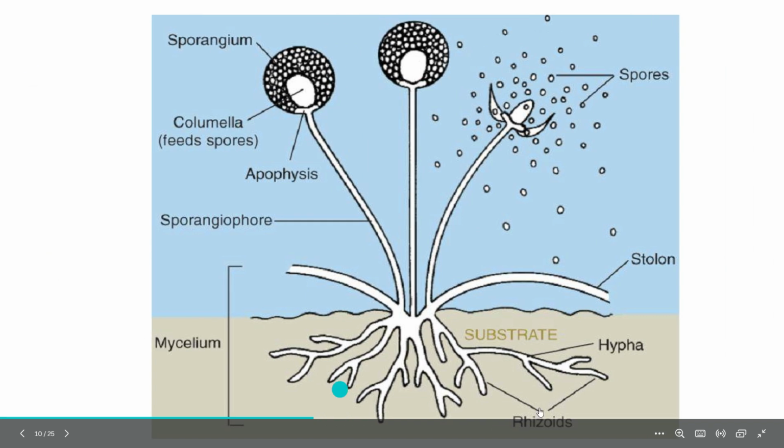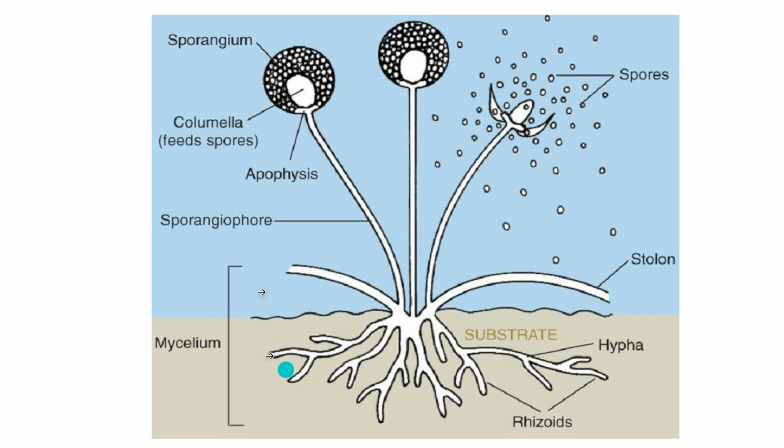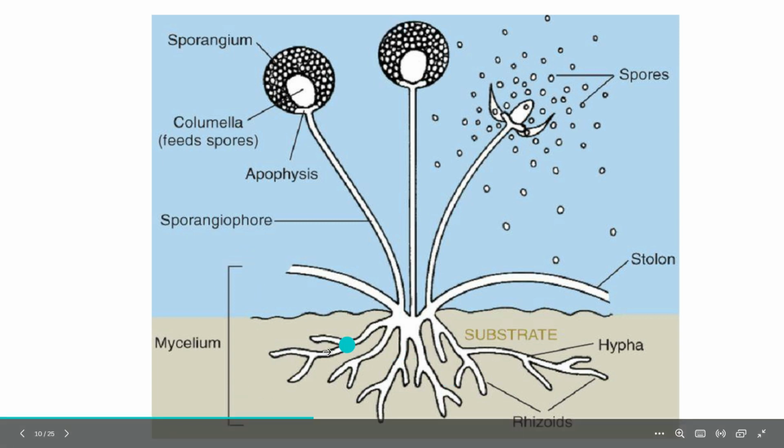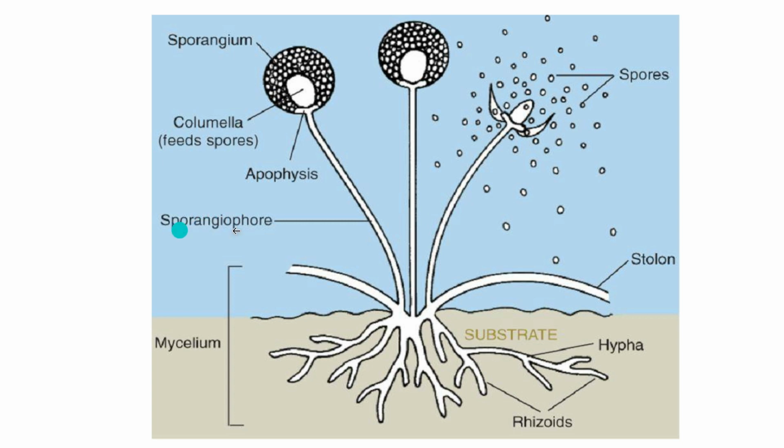If you take this fungus as an example, here you can see the mycelial structure, which is similar to roots, and here you can see the hypha. The vertical portion of this fungus is the sporangiophore, and the sporangium consists of spores. When this sporangium breaks apart, the spores are released and the individual spores try to germinate.